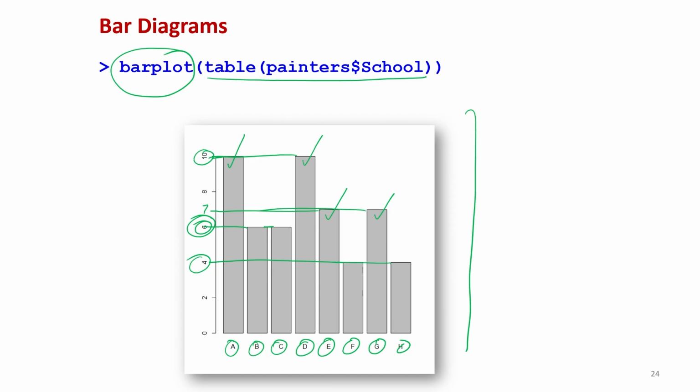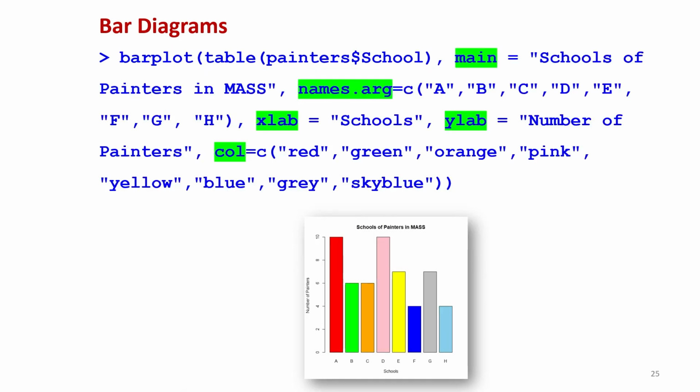Right. Now in this case, if you want to give different types of information, you have understood how to give this information. Suppose I want to give the title of the graph, School of Painters in MASS. So this I can do using the command main. Then similarly, I wanted to give the school names as A, B, C, D, E, F, G, H. So I am giving it using the option names.arg, which is given over here. Right.